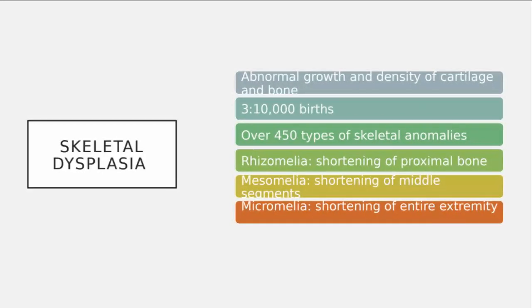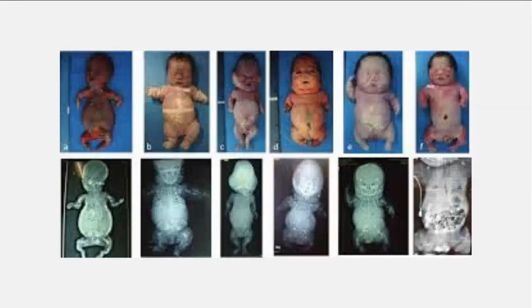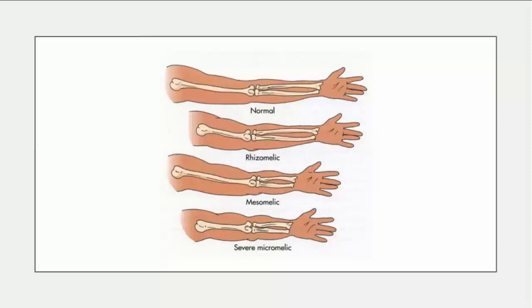This is when we are talking about the length of an extremity or a length of a bone. So melia is just talking about bone length. Rhizo is saying that we have a shortening of a specific proximal bone. Meso, we have a shortening of the middle segments of the bone. And micro is when we have shortening of the entire extremity itself. So let's take a look at what that looks like when you're saying, oh, shortening of the proximal bone versus the middle portion of the bone.